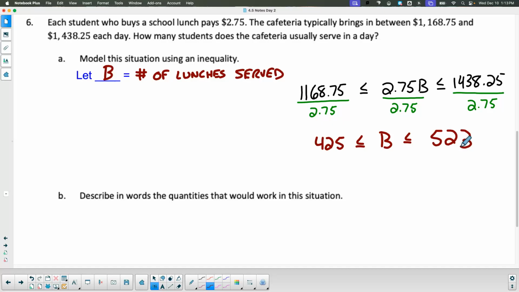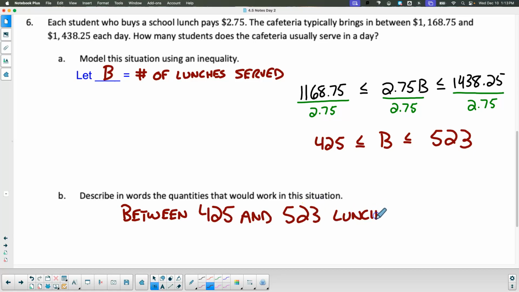So typically, they serve between 425 and 523 lunches. Questions, comments, concerns, clarifications? Good?